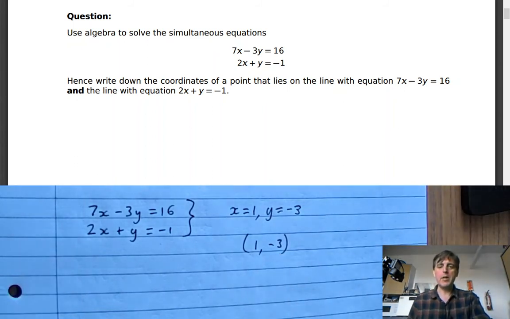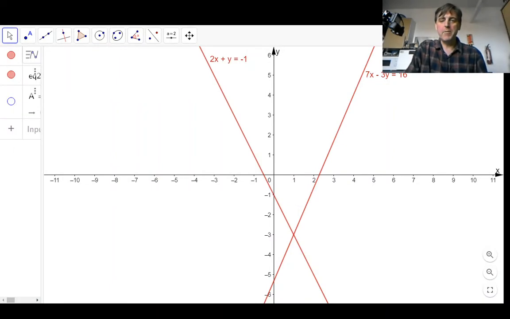And we can check that by, again, looking at the graph plotter here. So I've plotted both of the lines here. These are the lines with these equations. And looking at the point of intersection there, there we go, down here at the point with coordinates 1, -3.